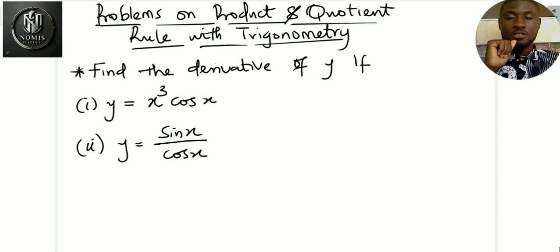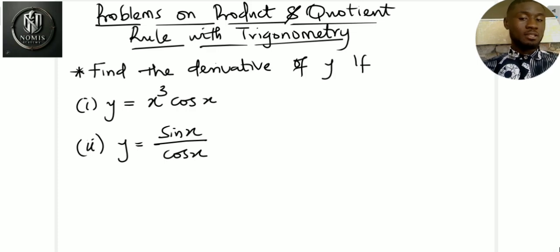In this video, I'll be solving some problems on product and quotient rule with trigonometry. So, find the derivative of y if y is equal to x cubed cos x. We are going to see how product rule and quotient rule can be used to find the derivative of trigonometric identities.